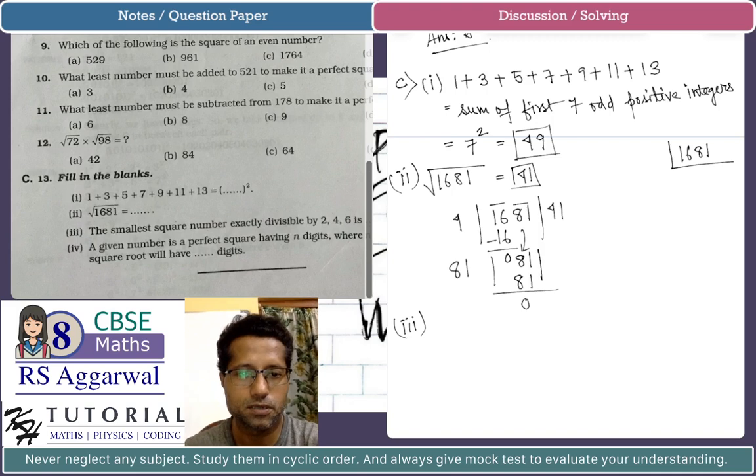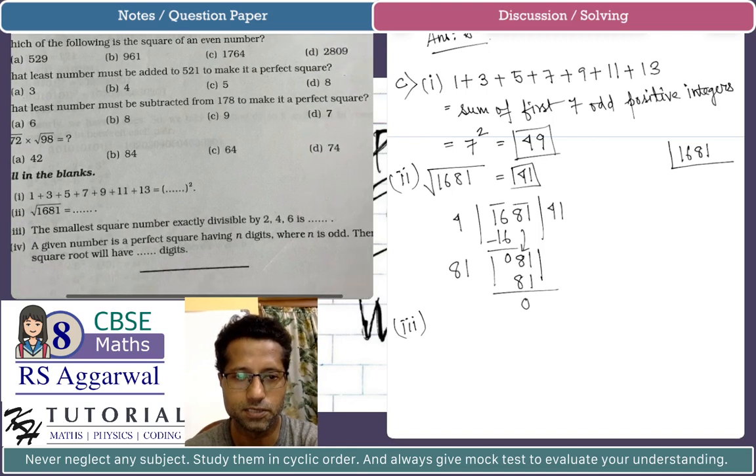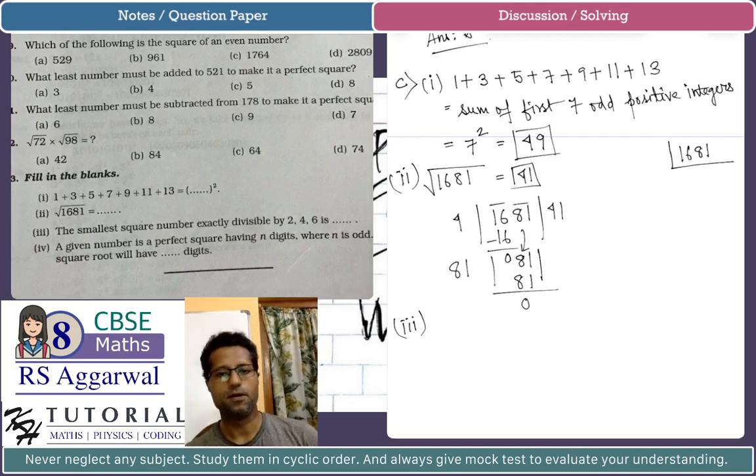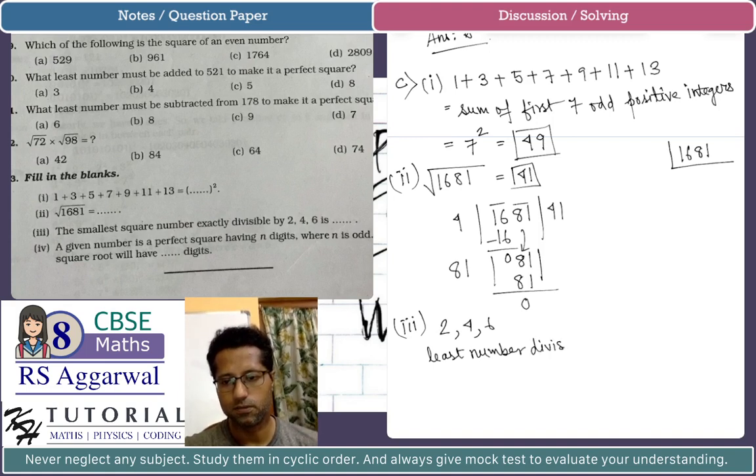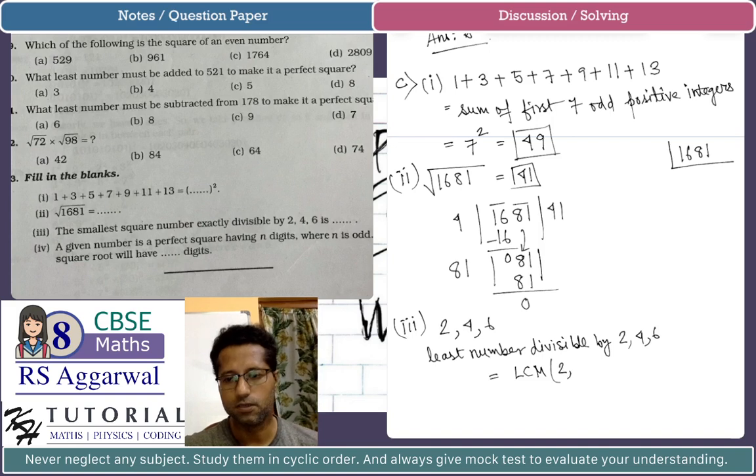Part 3: the smallest square number exactly divisible by 2, 4, 6 is. Okay, so this is also a typical pattern of question, where you have to find the least square number divisible by some given numbers. So the given numbers are 2, 4, 6. We have to start from the least number divisible by all the given numbers, divisible by 2, 4, 6, which is nothing but the LCM of 2, 4, 6. That is the least common multiple of 2, 4, 6, which is 12.